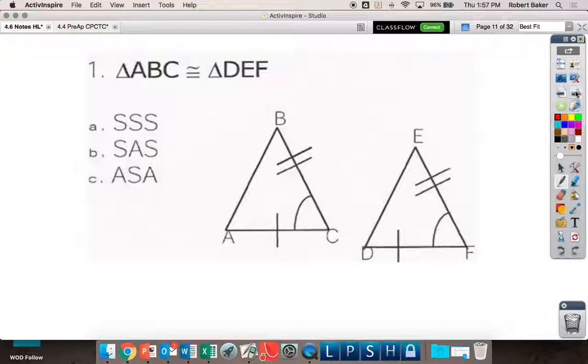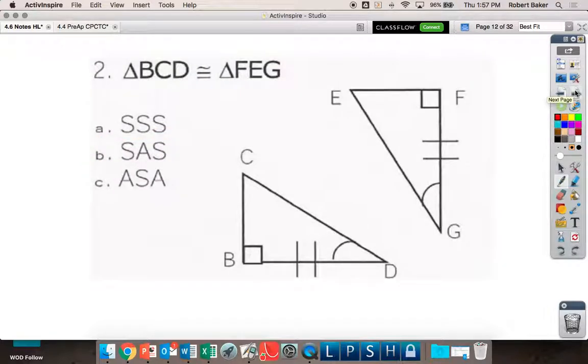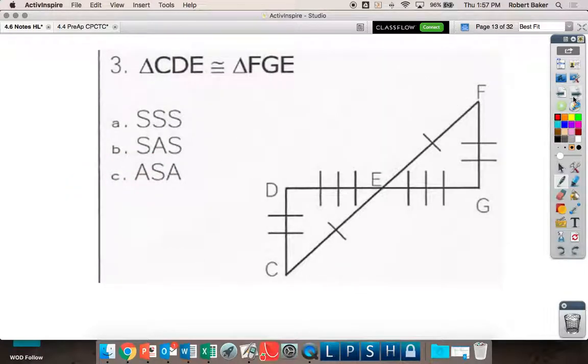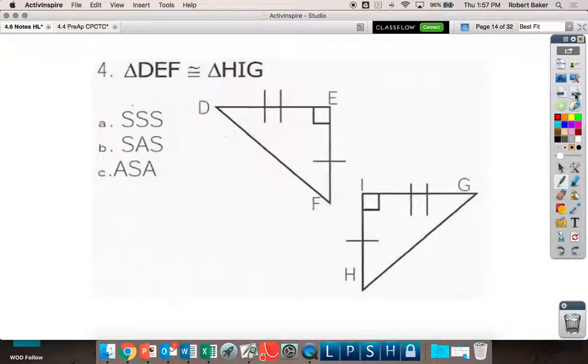SAS. Does that work for this? Yes. Which shortcut do you think proves these two triangles are congruent? A. S. A. The S. S. S. shortcut. Side, angle, side.